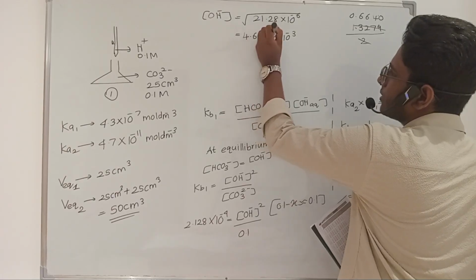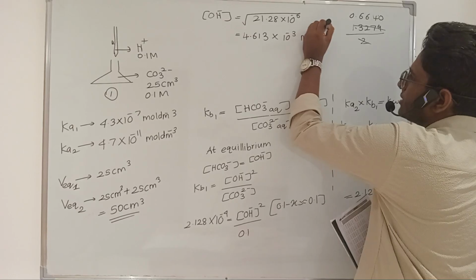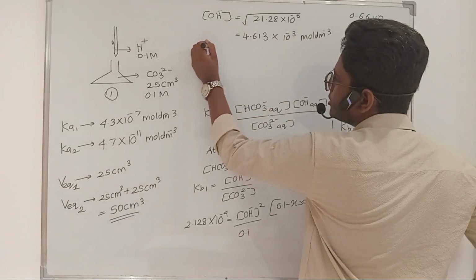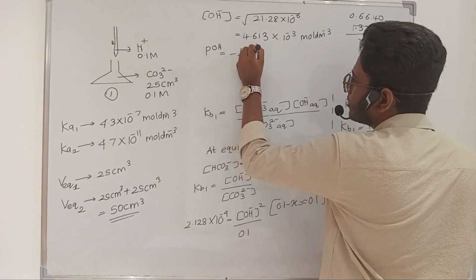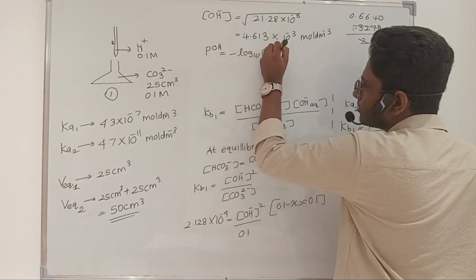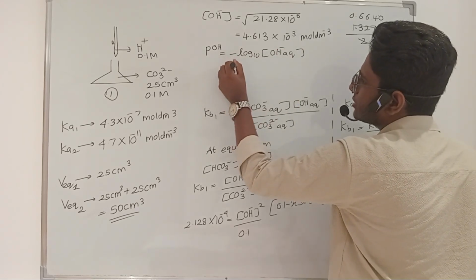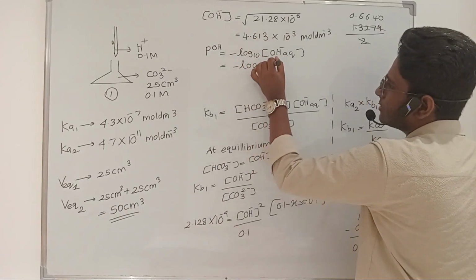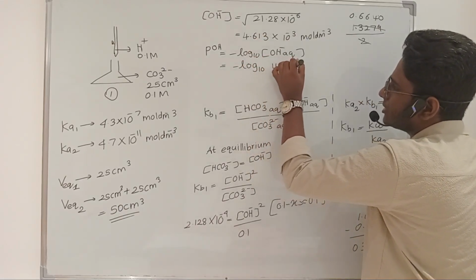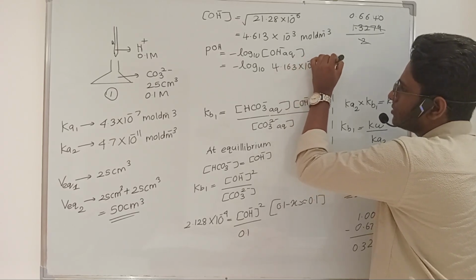4.613, that is the concentration of OH minus, right? Now using this I can find pOH. What is pOH? pOH is equal to negative log 10 of the concentration of OH minus. So you know the concentration of OH minus. Negative log 10 of the concentration of OH minus is this value, 4.163 into 10 to the power minus 3 mole dm minus 3, right?